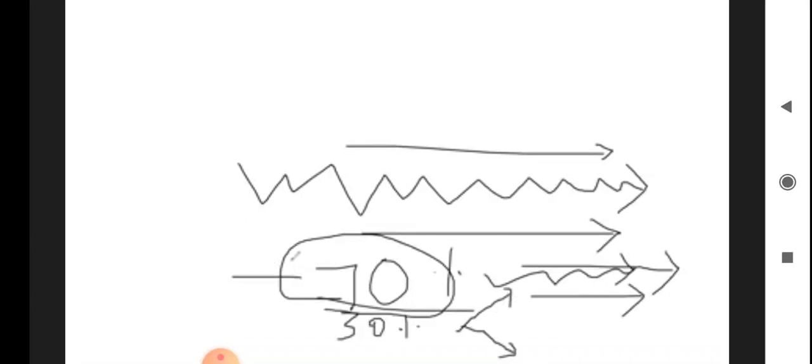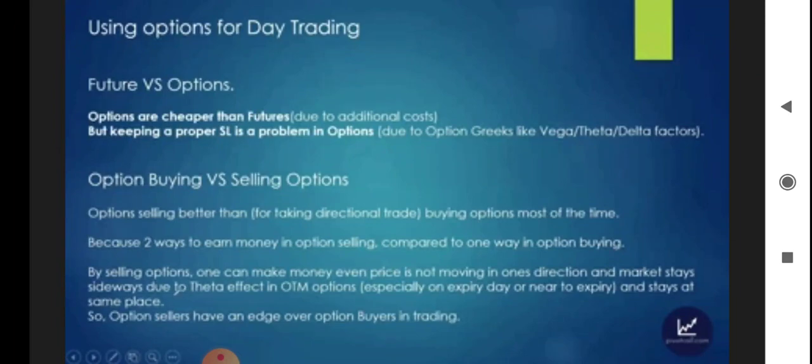So who makes profit whenever the market stays sideways? Obviously the option seller. That is why I prefer option selling rather than option buying. Why does it happen? Because of the theta effect. There is something called theta, time decay, especially in out of the money options I'm talking about. If you sold an out of the money option and the market stays sideways, you can make profit because of the theta, time decay effect. It always favors option sellers. So that is why option sellers have an edge over option buyers in trading.